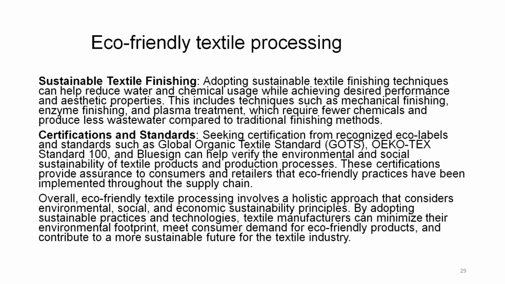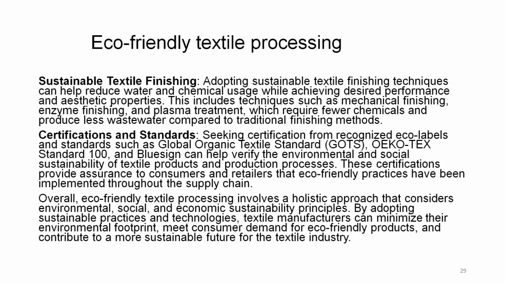Sustainable textile finishing. Adopting sustainable textile finishing techniques can help reduce water and chemical usage while achieving desired performance and aesthetic properties. This includes techniques such as mechanical finishing, enzyme finishing and plasma treatment, which require fewer chemicals and produce less wastewater compared to traditional finishing methods.